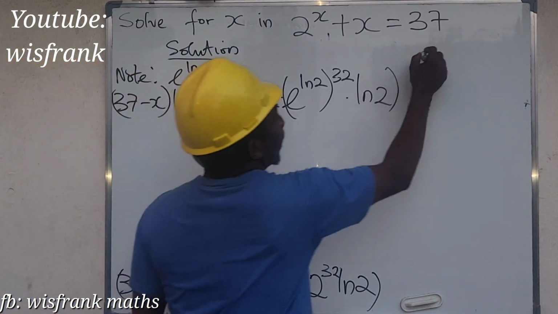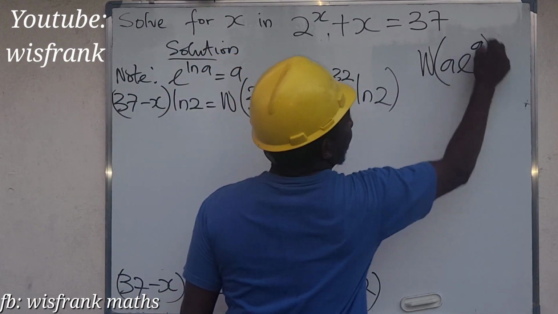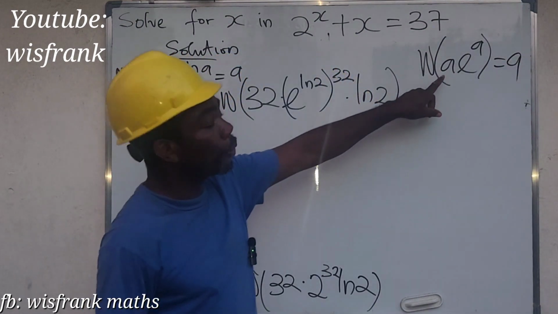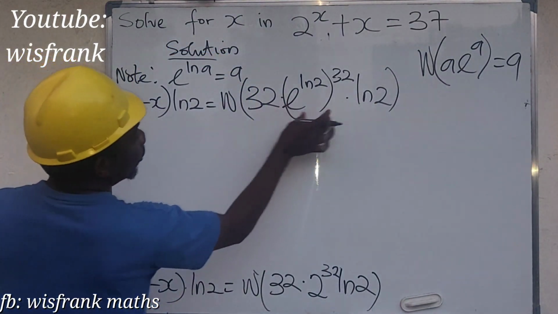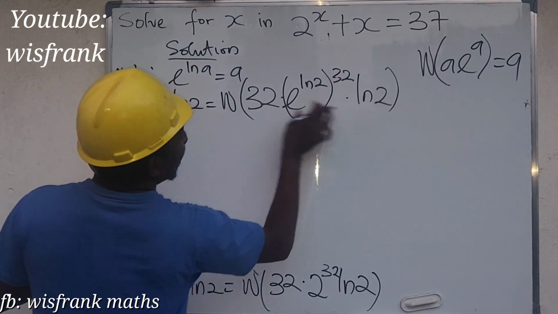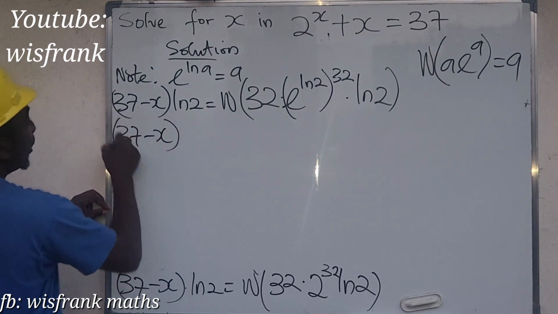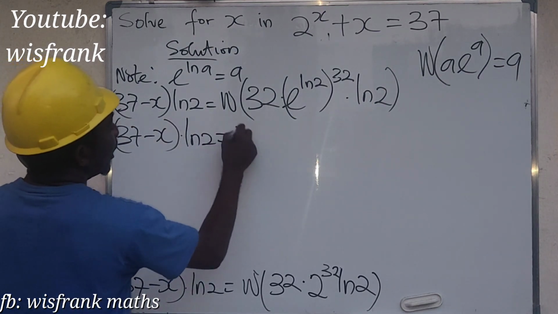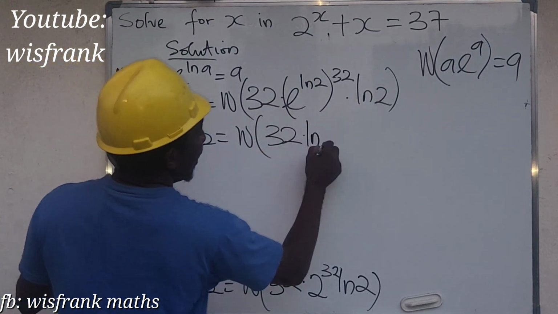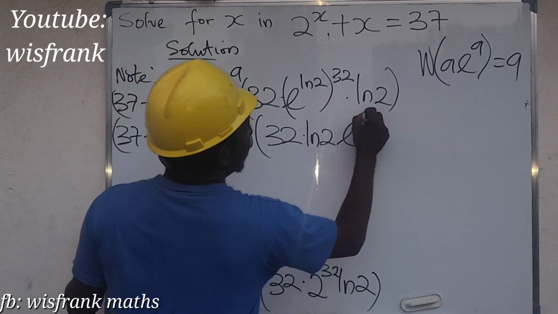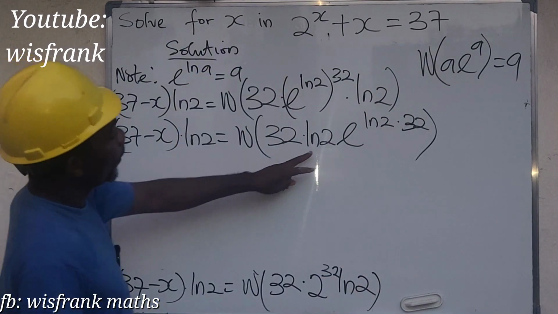Because we said that the Lambert W function of a exponential a equals a, what we have on the product is the same thing as what we have on the exponent. So here we are trying to express what we have here on this other side. So here we can rearrange. So we have (37 minus x) times ln of 2 equals the Lambert W function of 32. Let's rearrange this: ln of 2, then times e to the power of ln of 2, then times 32. So this is what we have.